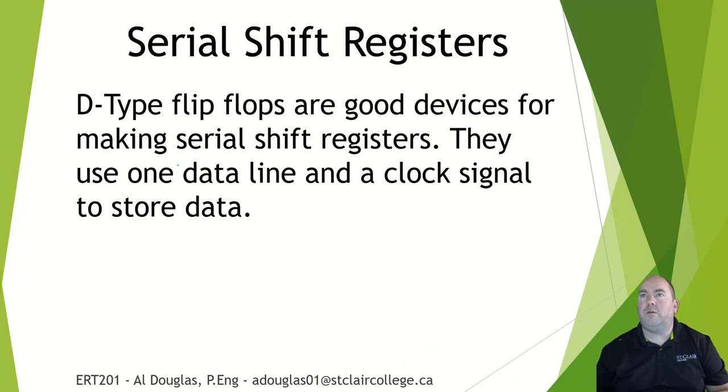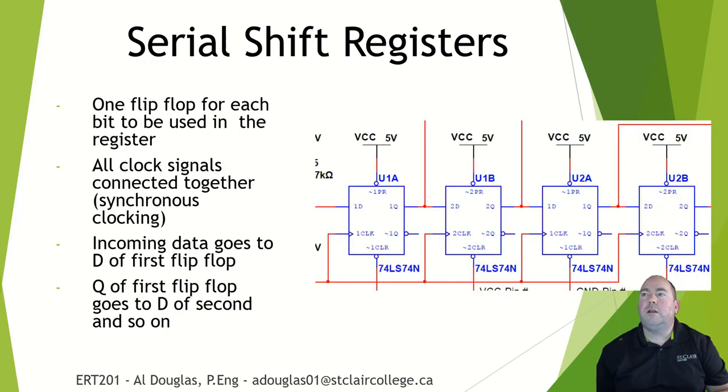Now to create a shift register, a D-type flip-flop works really well for this, to create a serial type shift register. They're good because they use one data line and a clock signal in order to be able to store data. So this is an example here of using multiple D-type flip-flops to create a shift register. What we'll see here, we have our input. This is our input signal. This goes to the D signal of the very first flip-flop. We're going to call this flip-flop 1.